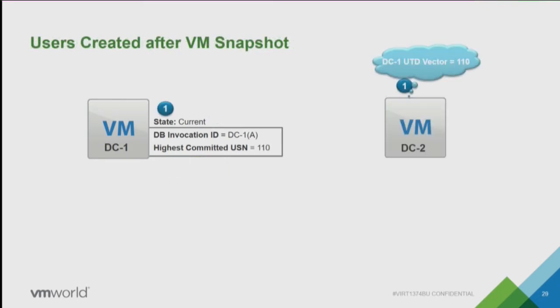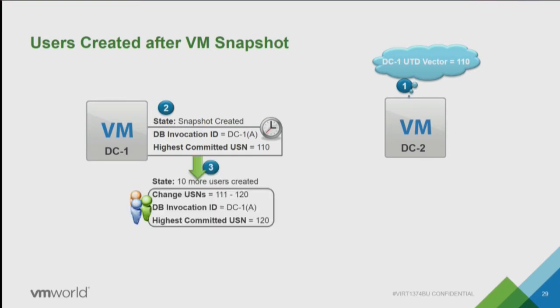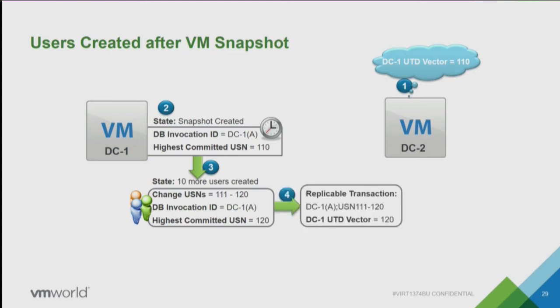Now I'm going to be a sneaky administrator, and I'm going to take a snapshot of my virtual machine. Okay, snapshot's created. 10 more users are created. Again, USN has been increased. Now we're up to 120. I'm replicating that over. DC02 says, that's still fine. I understand that. These USNs have not been reused. I'm going to commit those transactions. Now we're up to 120.